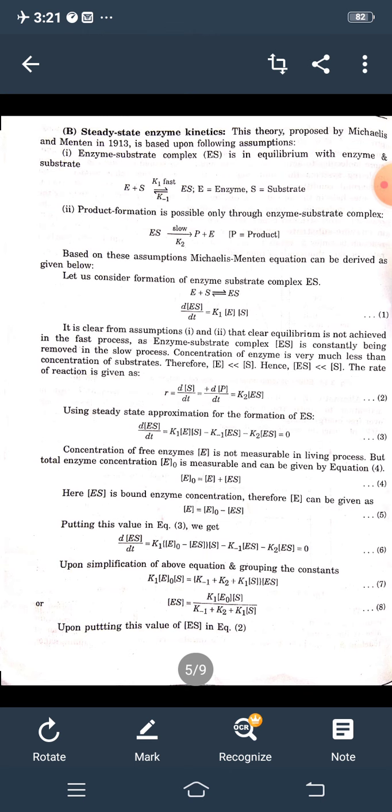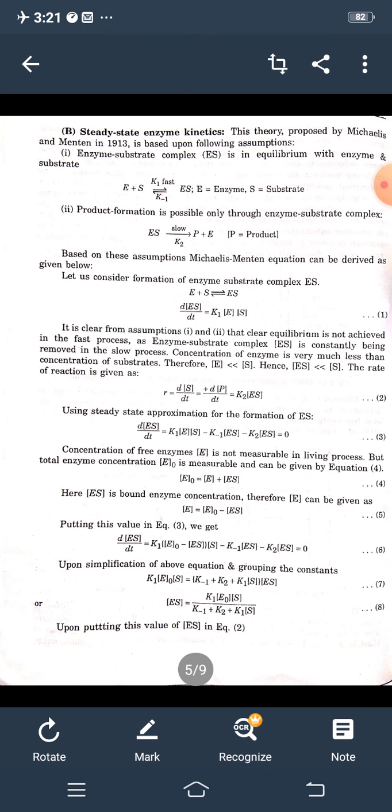This equation is number 3. The concentration of free enzyme is not measurable in a living process, but the total enzyme concentration E0 is measurable and can be given by equation 4. That is, E0 is equal to the concentration of enzyme plus the concentration of ES. Here ES is the bound enzyme concentration. Therefore, the concentration of E can be given as E is equal to E0 minus ES.